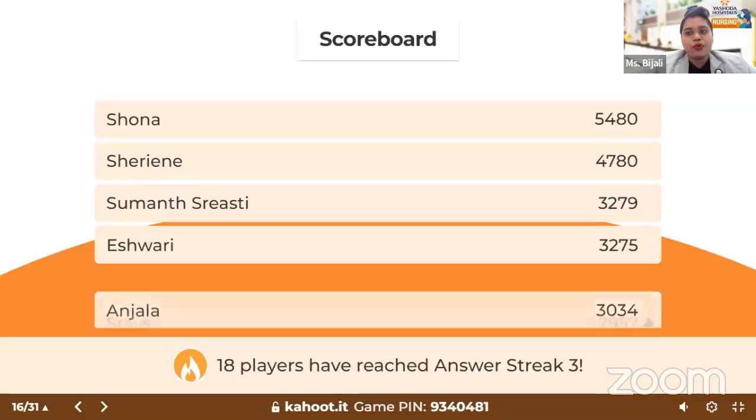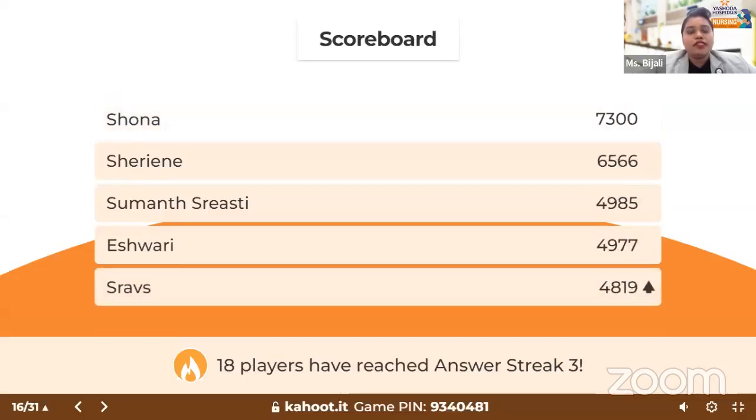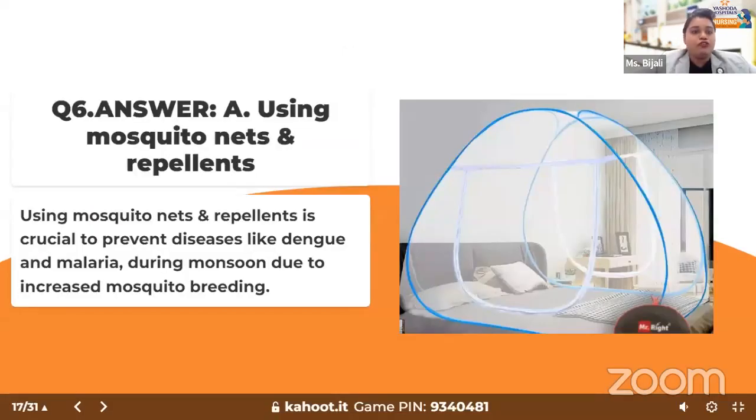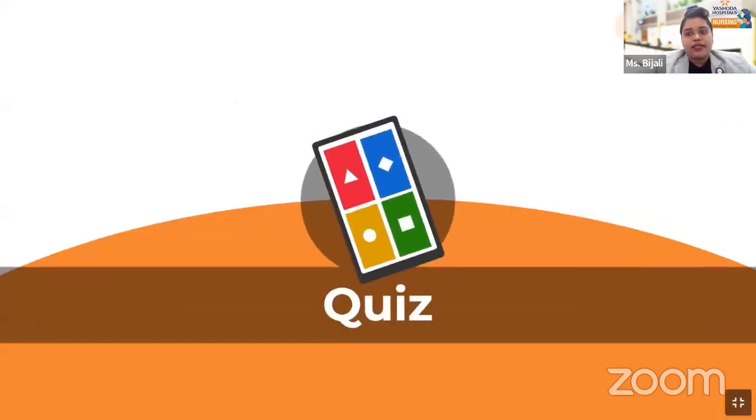So let's see the scoreboard. Here, Shona is on top, good, and Sherin is also second. So keep going. Suman Shreti is again third. So here is the rationale. Using mosquito nets and repellent is crucial to prevent diseases like dengue and malaria during monsoons due to increased mosquito breeding. Next, see the other quiz.